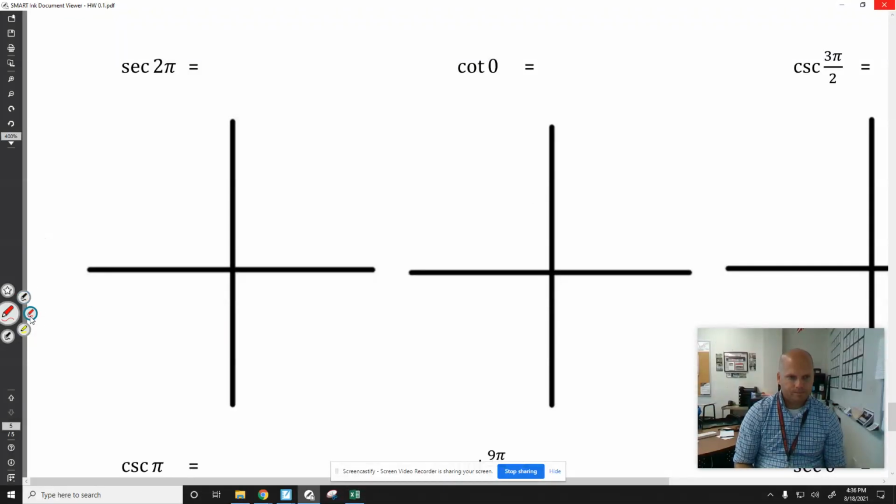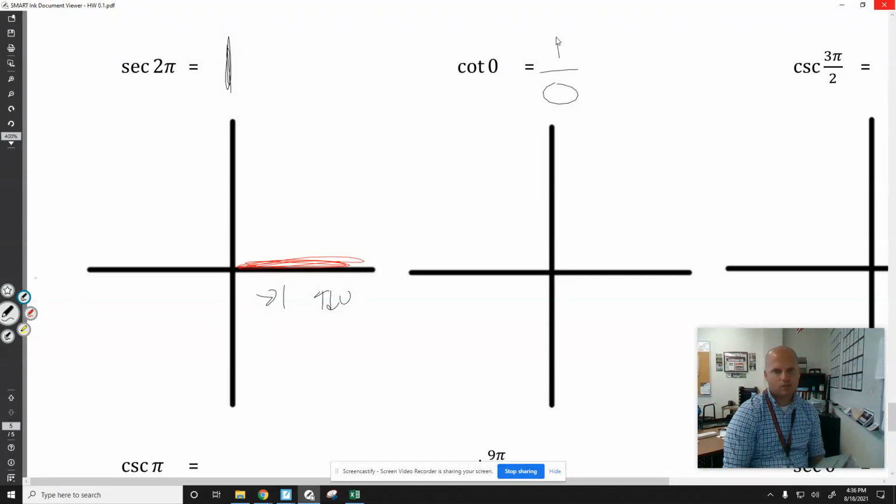Secant 2 pi. Same deal. It's going to be 1. I go to the right one. I don't go up or down at all. So take 1, flip it, still 1. Cotangent 0, adjacent over opposite. 1 over 0, undefined.